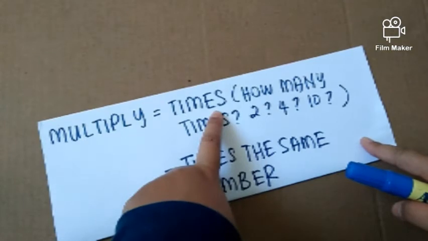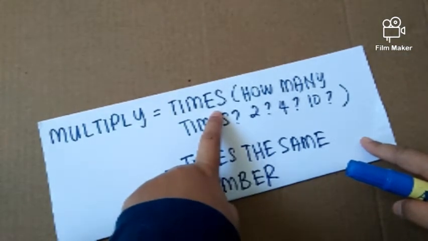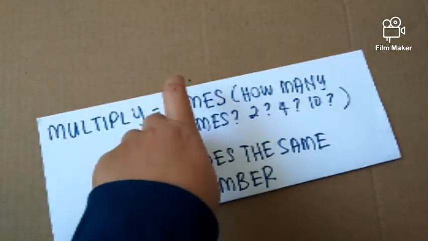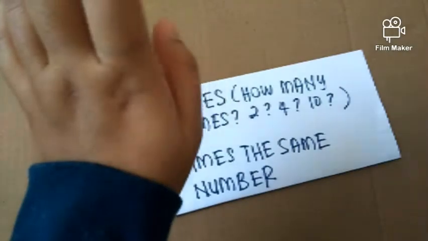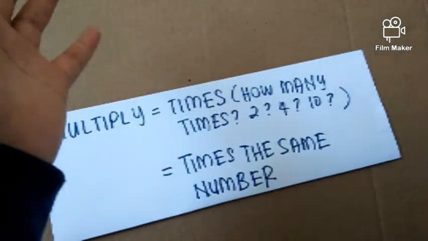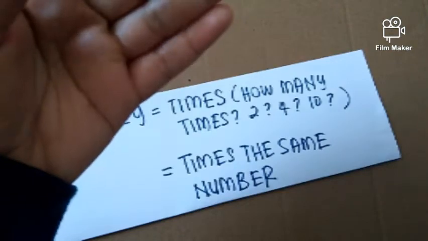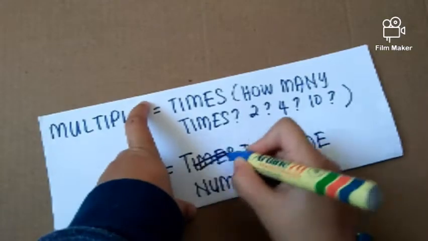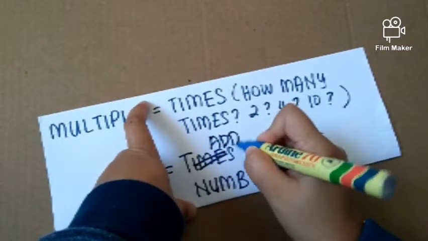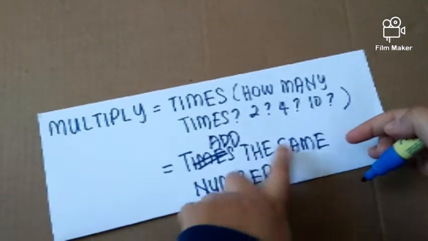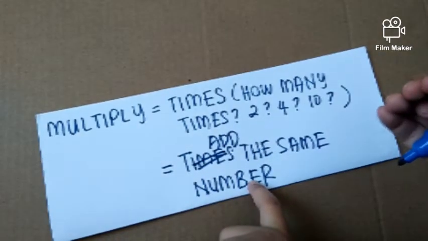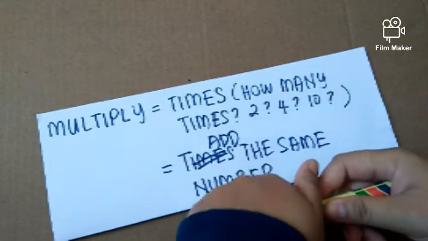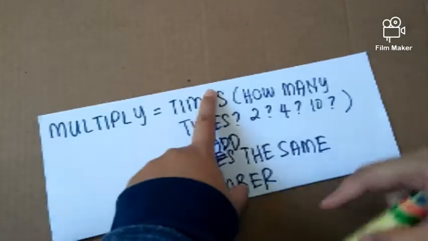Multiply is synonymous with times. Here times is not referring to the clock. Times refers to how many times: two times, three times, four times, five times or 12 times. And multiply is also related to when you add the same number. You add the same number for a given number of times. You might not be able to understand this, but I will illustrate to you how this looks like.